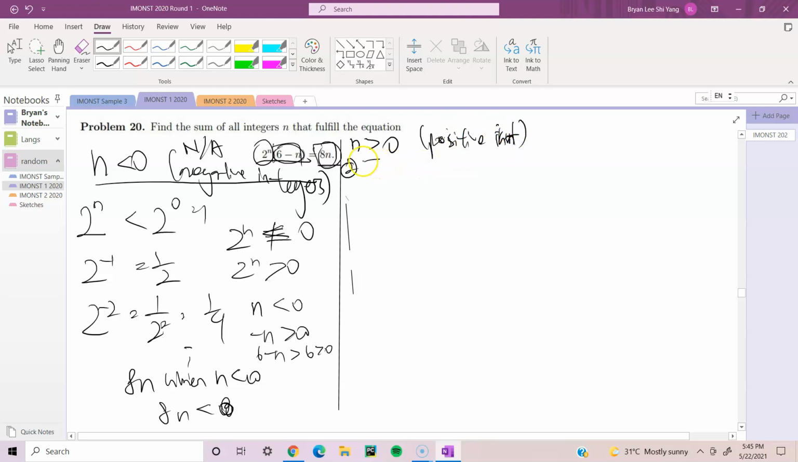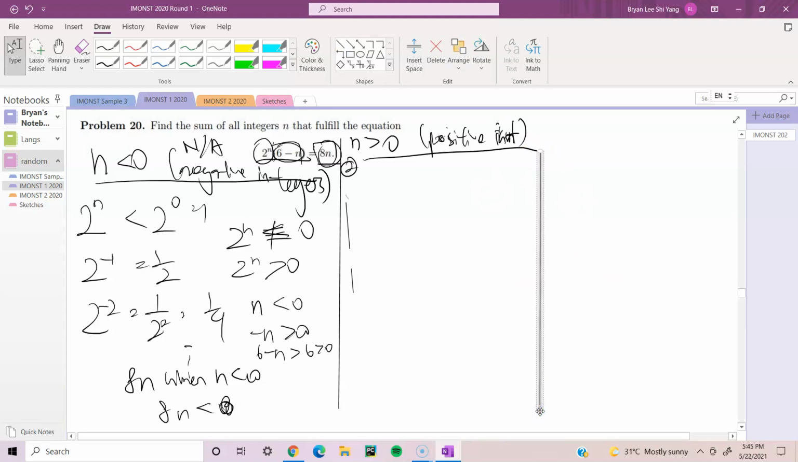Okay? Now, this one, we will have to branch it further into 2 more subsections. So I'll just draw another line here, something like this. Why do we need to do so? Because we know from here, when n is larger than 0, then 8n is also larger than 0, right? So we need to branch this into 6 minus n larger than 0, and then 6 minus n smaller than 0, okay?